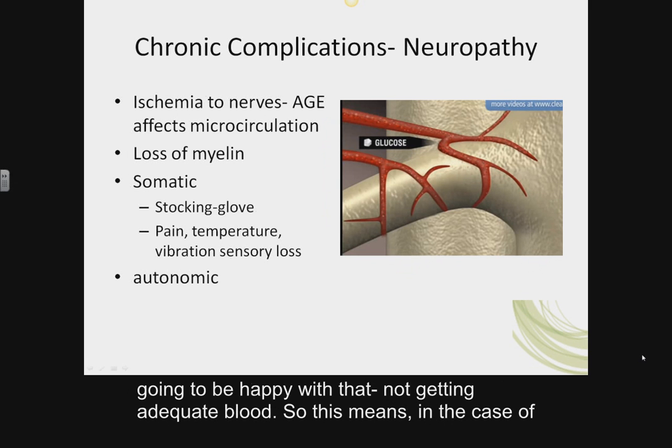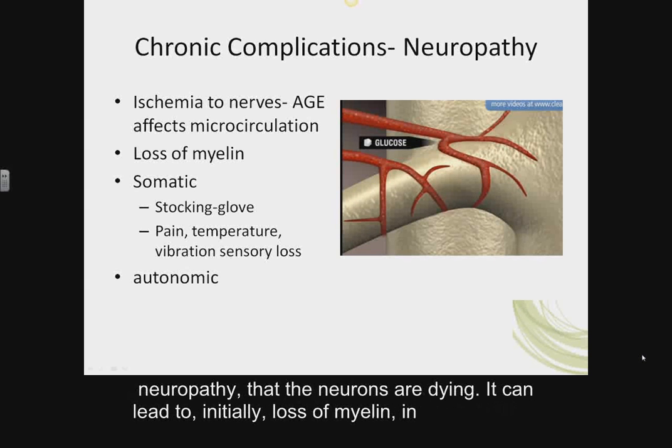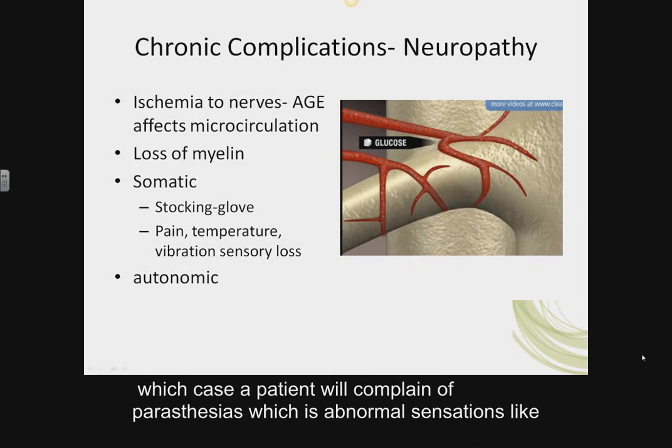And that's what you see in the nephropathy picture, but now I'm going to talk about neuropathy. Downstream tissue is not going to be happy with that, not getting adequate blood. So this means in the case of neuropathy that the neurons are dying.